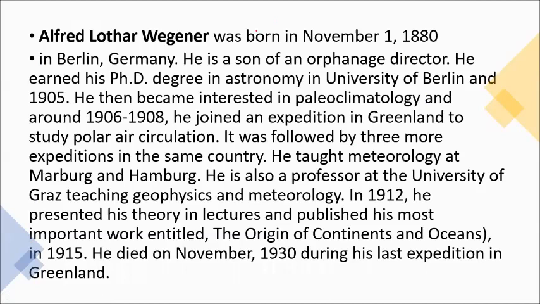Continental drift theory. Okay. Who is Alfred Wegener? So, he was born in November 1, 1880 in Berlin, Germany. He is a son of an orphanage director. He earned his PhD degree in astronomy in University of Berlin in 1905.